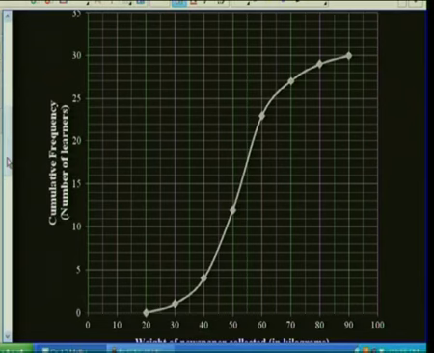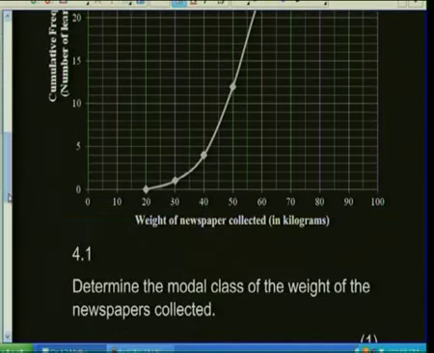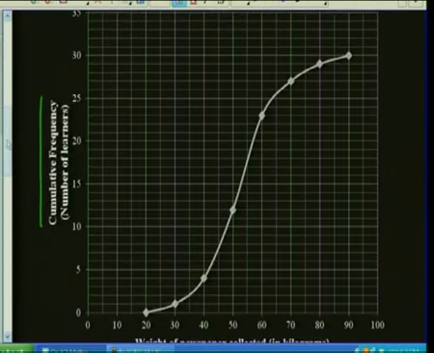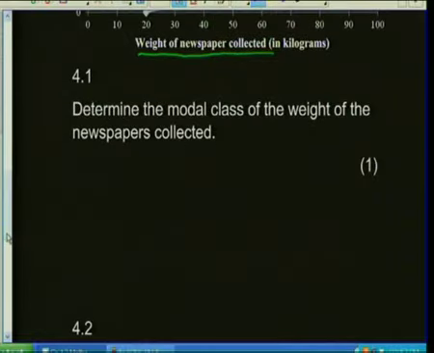Okay, there I have my cumulative frequency. I have the weight of newspaper collected in kilograms, and on my y-axis I have my cumulative frequency. So let's just read what they want. The first question: determine the modal class. Okay, what is the modal class?